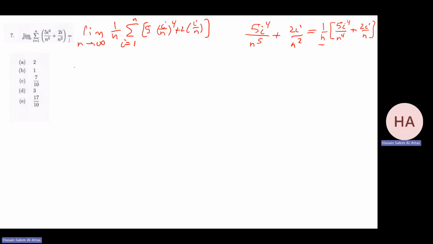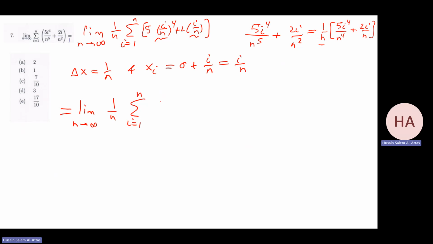Okay, so my delta x is 1 over n, and my xi will be 0 plus i over n, which is i over n. So this is my xi. So this limit will be the limit as n goes to infinity of 1 over n, sum from i equals 1 to n, of 5 xi to the power 4 plus 2 xi.